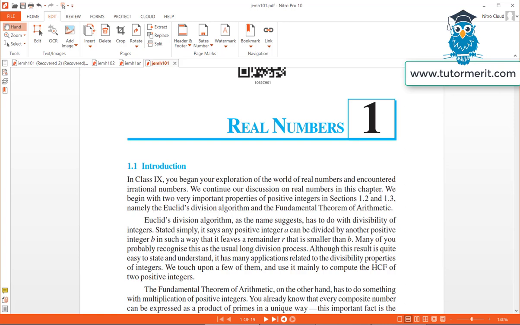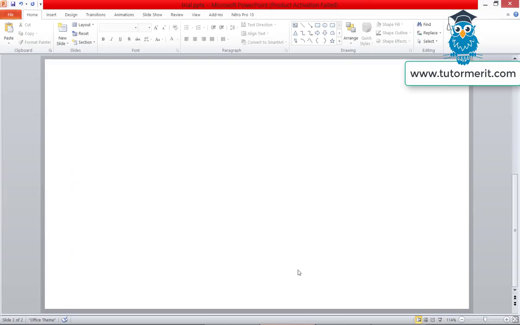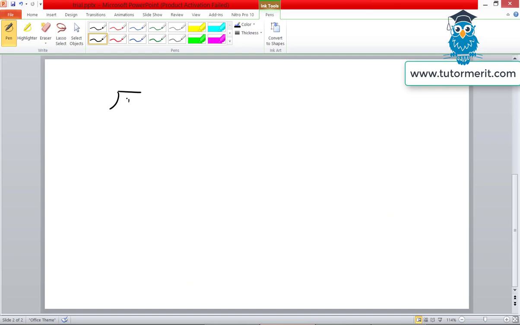Now stated simply, it says that if any positive integer a can be divided by any other positive integer b in such a way that it leaves a remainder r, then that is smaller than b. Now if you look at it, it's something very trivial. So here I am dividing a number a by b, and whatever division I do, I always have a remainder r. They are saying r is always less than b.